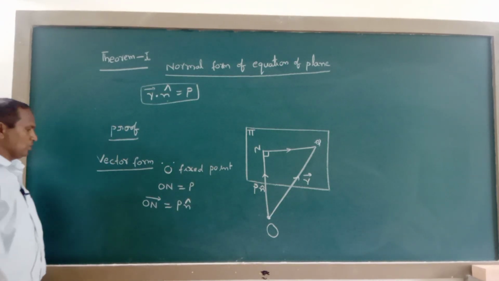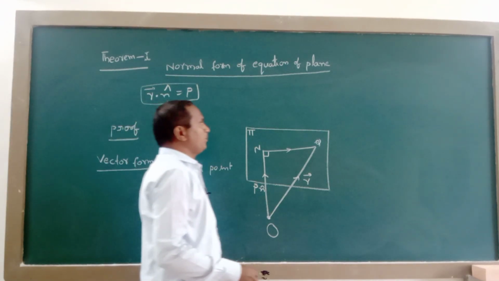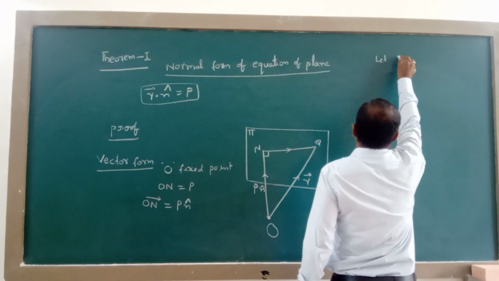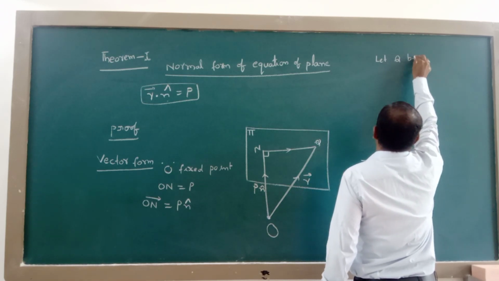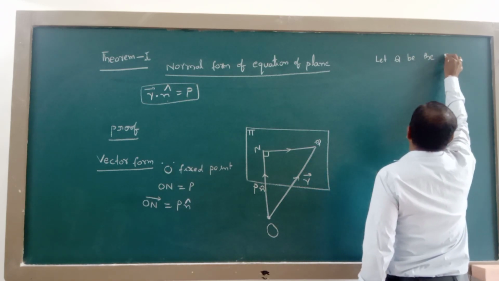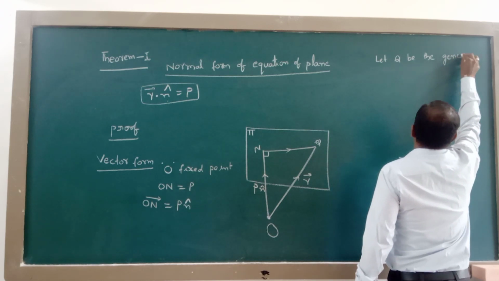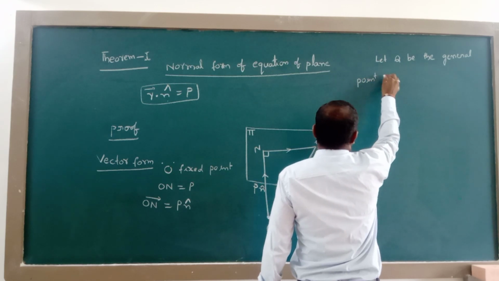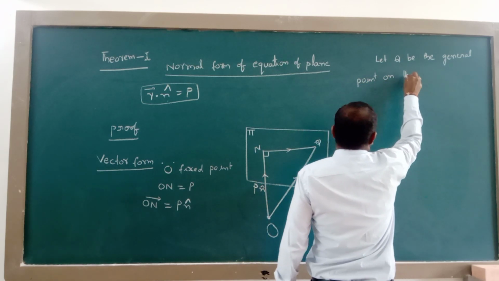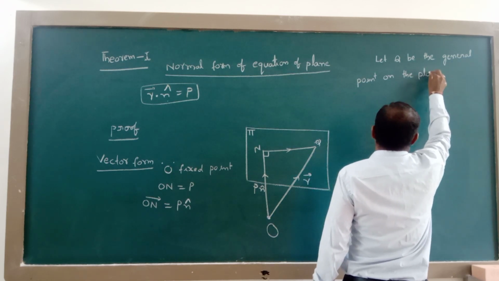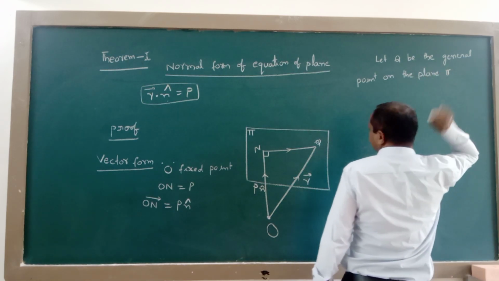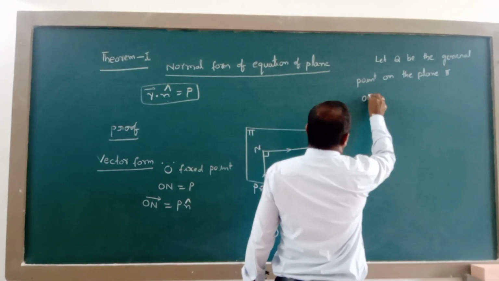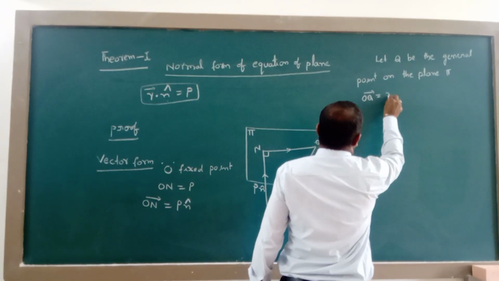At the same time, let Q be a general point on the plane pi here, with position vector OQ vector equal to small letter r vector.